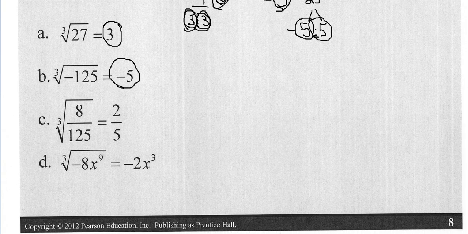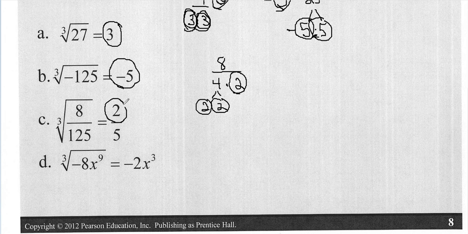Okay, how about the cube root of 8 over 125? Well, that one we just did, so I could say, what's the cube root of 8? I'll take the 8, do the prime factorization for it. I've got 4 times 2. 2 is prime, and 4 breaks down to be 2 times 2. And those two 2's are prime. So notice I've got 3 2's. For every 3, I'm going to take 1 out. And there's the 1 I'm taking out.